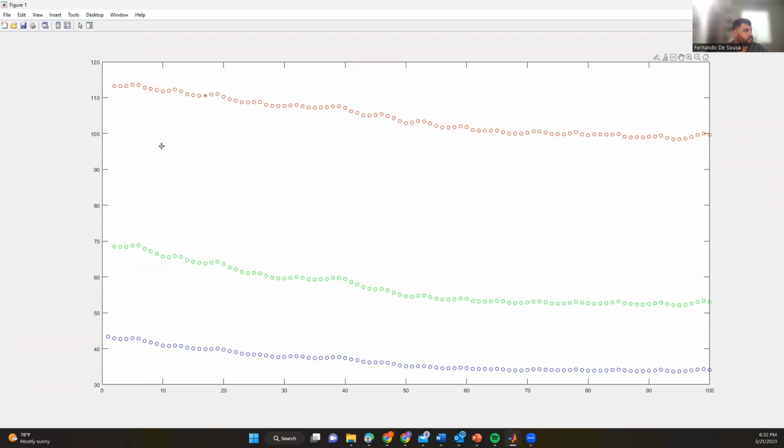This is the plot. The red is the red channel, the green is the green channel, the blue is the blue channel. And from here, we make the count of the peaks, and we define the beat height.